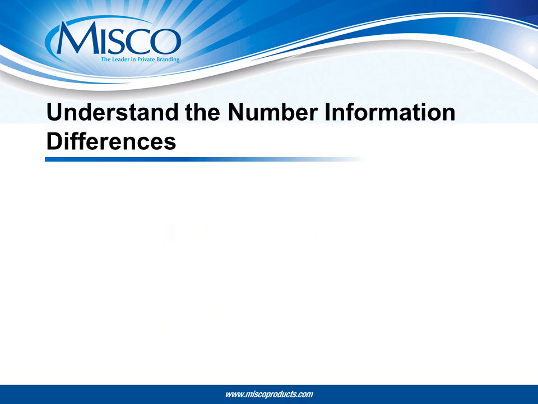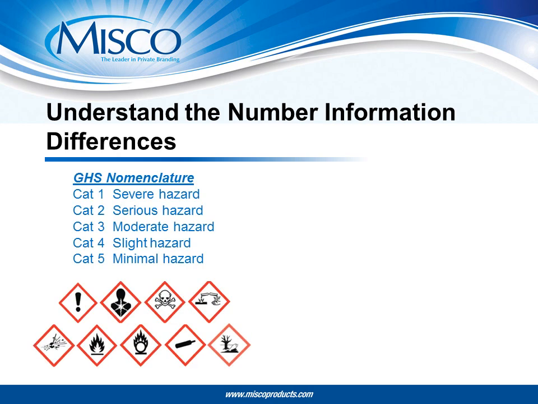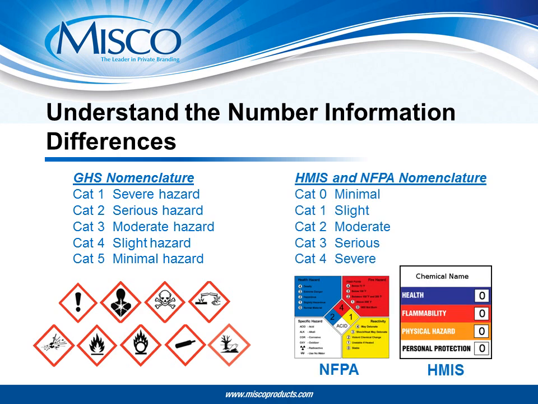Understanding the number information differences. Going back to the GHS nomenclature, Category 1 is a severe hazard, where Category 5 is a minimal hazard, compared to the HMIS and the NFPA nomenclature, where 0 is minimal and 4 is severe.